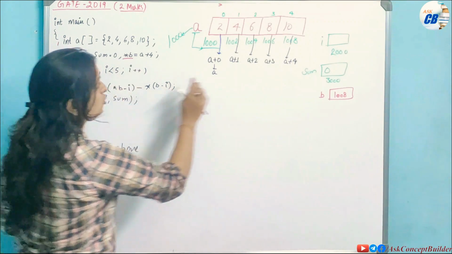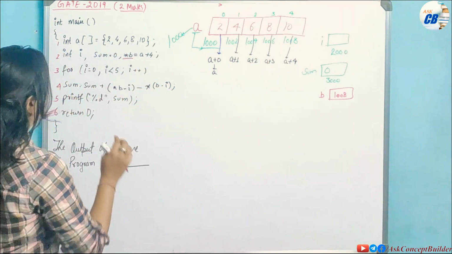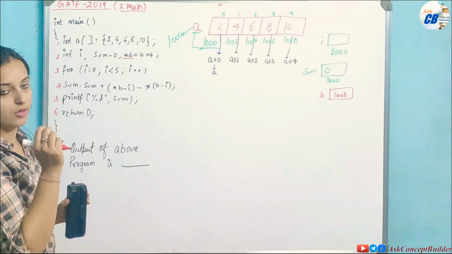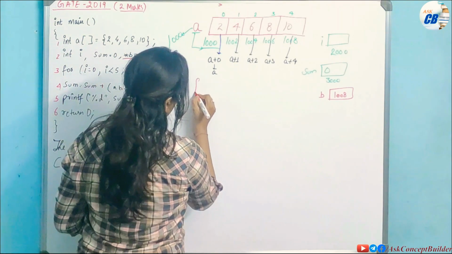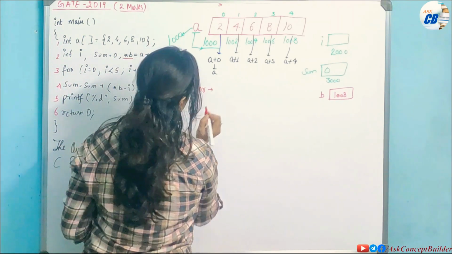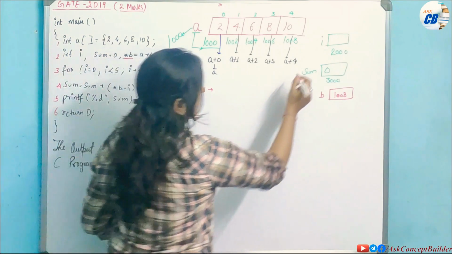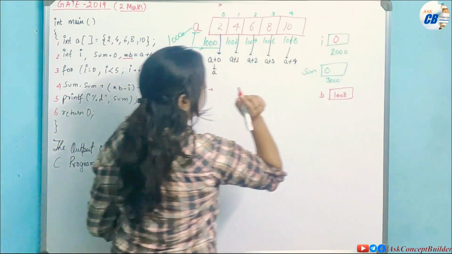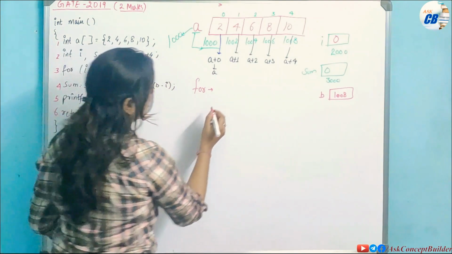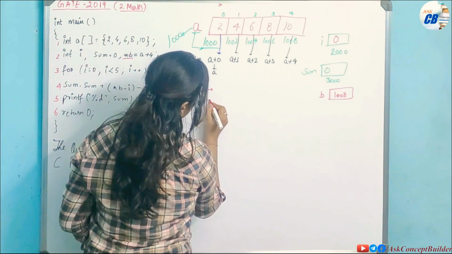So in b we will store the address of this one, okay. Now our third statement is the for loop, okay. Now we are starting with the for loop. In the first for, I equals 0: I was only declared before, now the I value is initialized with 0. So the first case is when your I is 0.